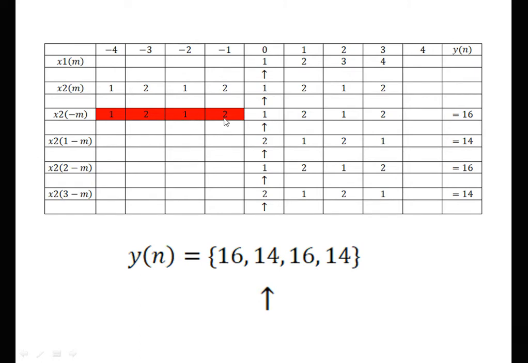Now the signal starts from here. What is the next signal? 1, 2, 1, 2, 1, 2. Therefore 1, 2, 1, 2. We again do the corresponding element multiplication, and we are getting the summation answer as 16.